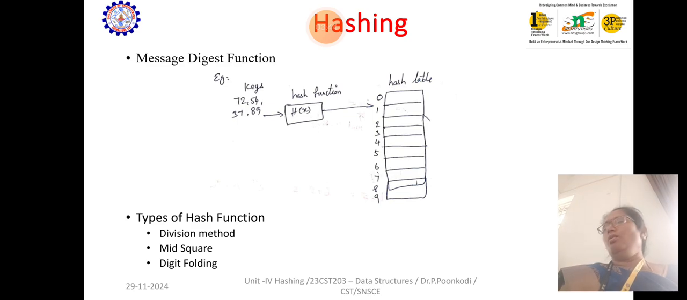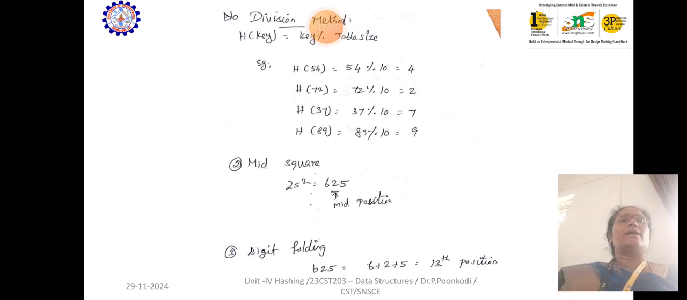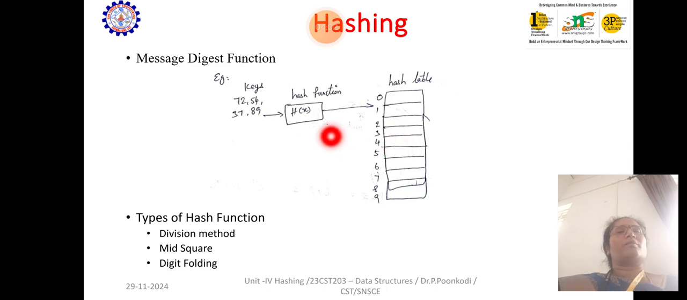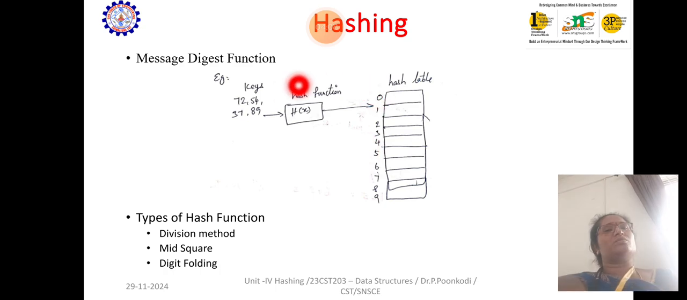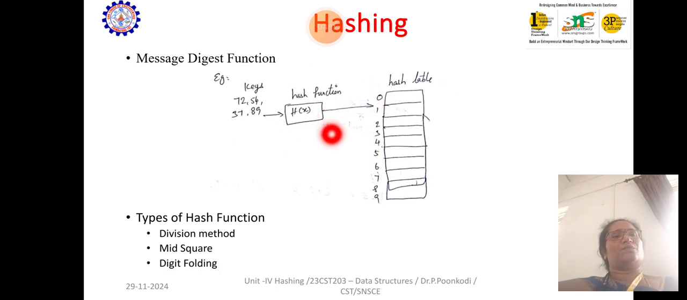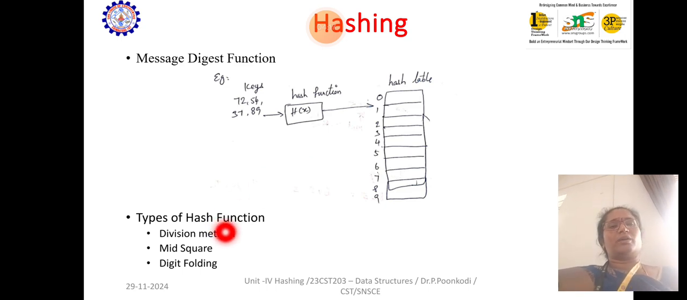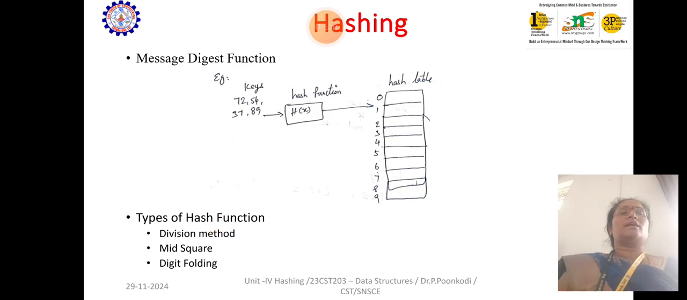Hashing is also called message digesting. For that, first we give the key values. They are given to the hash function and will get stored in the hash table. For finding this index position, we are using the hash function. There are three types of hash functions: division method, mid square and digit folding. These are used to identify the index position to store the key values.